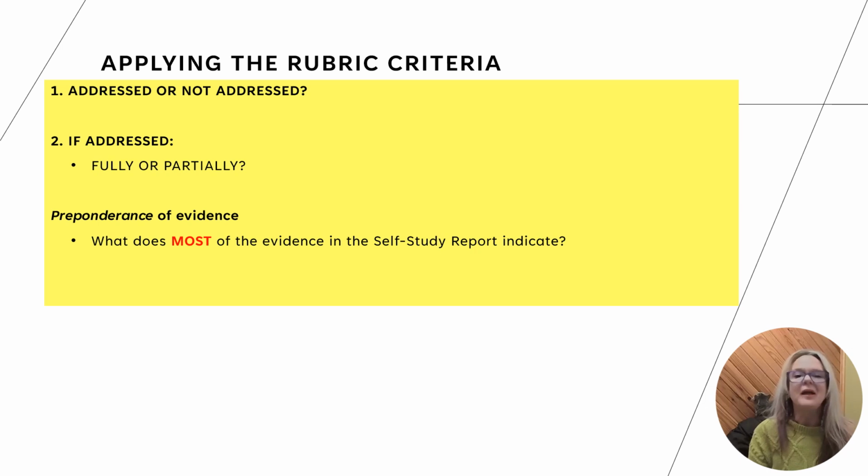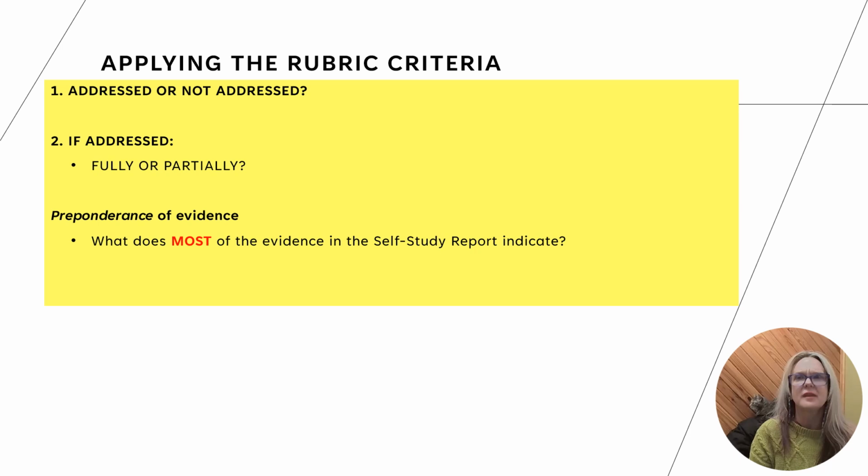Okay, so applying the rubric criteria. Keep it simple. First, your approach is going to be based on the preponderance of evidence. So think about the evidence collectively. Does most of the evidence indicate that the EPP has met the criteria for that particular component? We're going to look at an example component today, and we're going to practice.